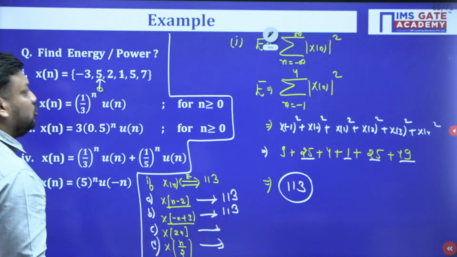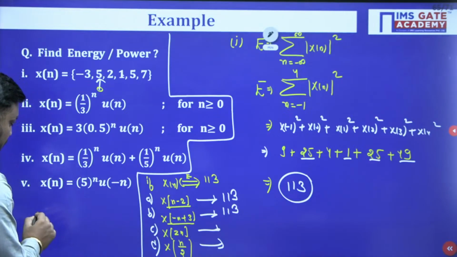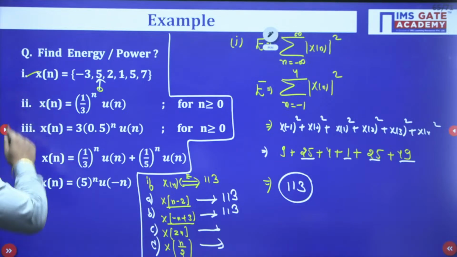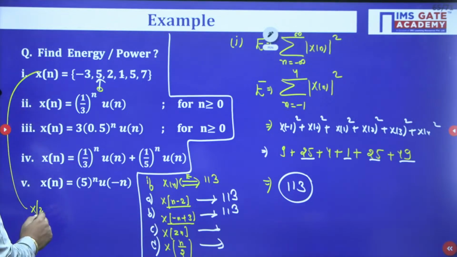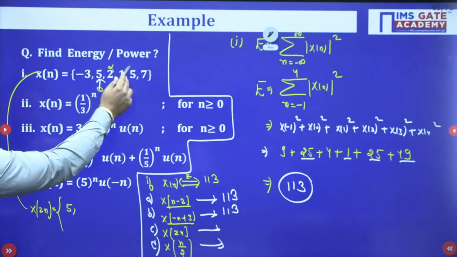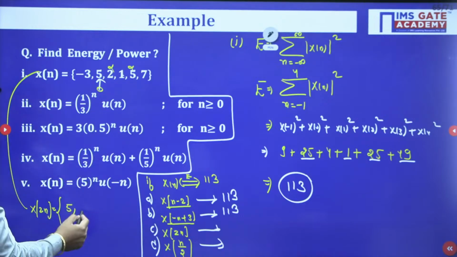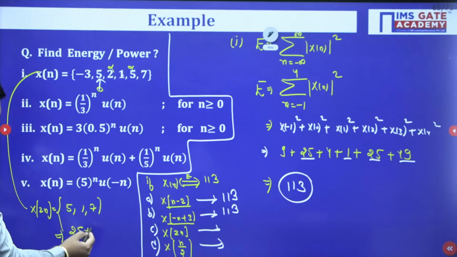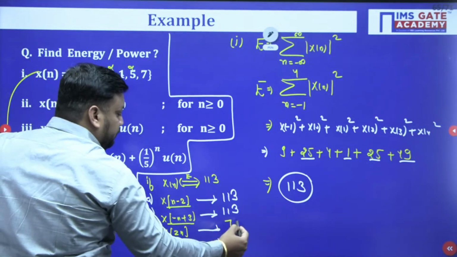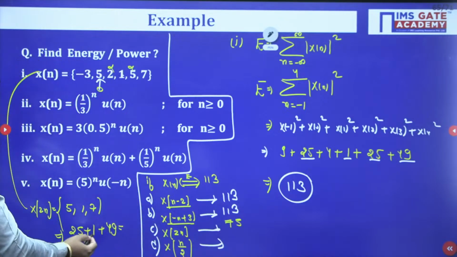But what about x of 2n? If I make the x of 2n signal, sir, I need to perform decimation, because x of n is here. So if I am performing x of 2n, I will actually remove the -3, this 5, this 2, and this 5 are removed. So 5, 1, 7 only I will have. And for this the energy is 5 whole square 25, 1, and 49. So the energy is 75, sir, because 49 plus 1 plus 25 is 75.